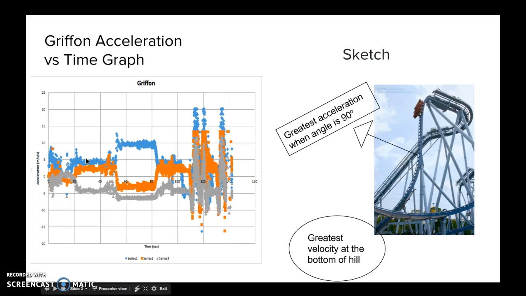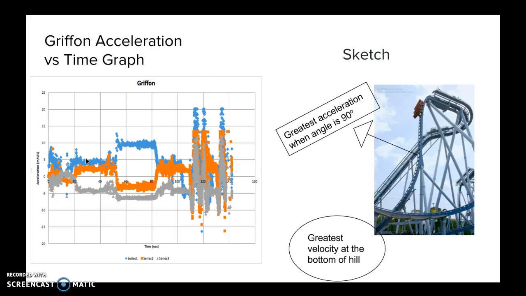From about 50 seconds to about 80, that's when you're climbing the first hill to gain the height needed to perform the rest of the roller coaster. And you will see how acceleration is constant through all of this because you're going up the hill at a constant acceleration. And so it levels out on the graph.